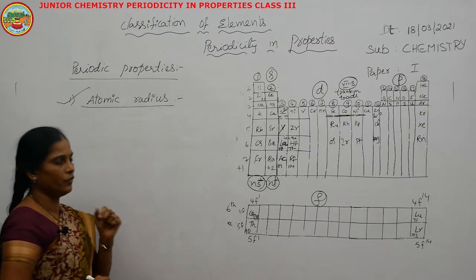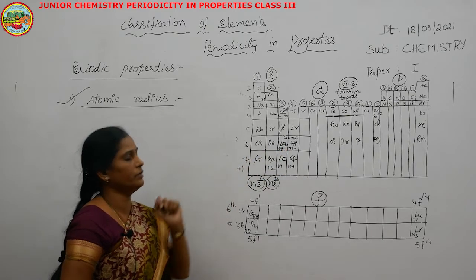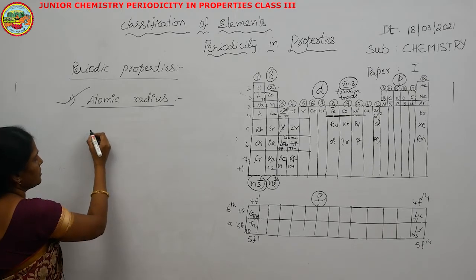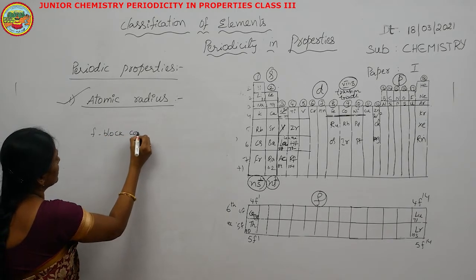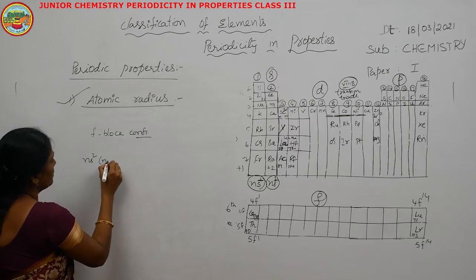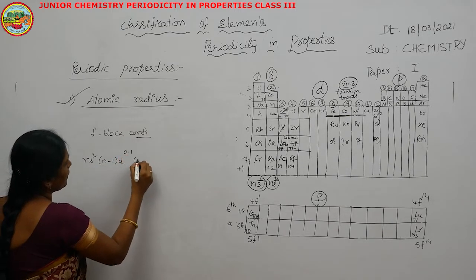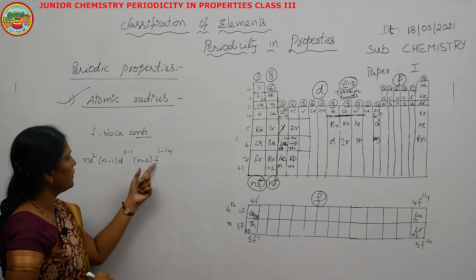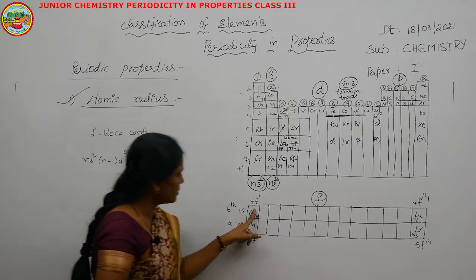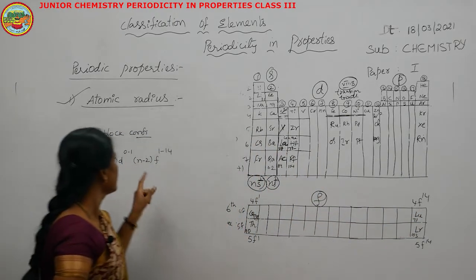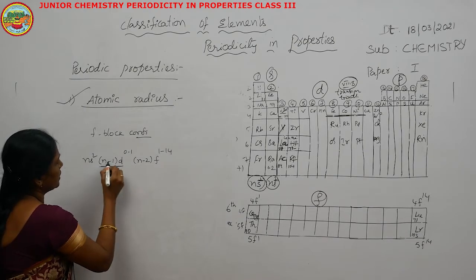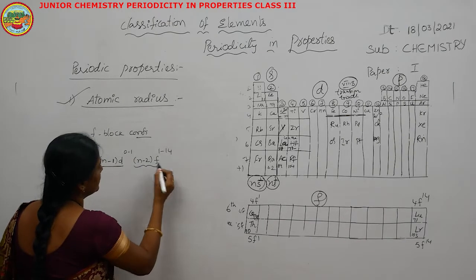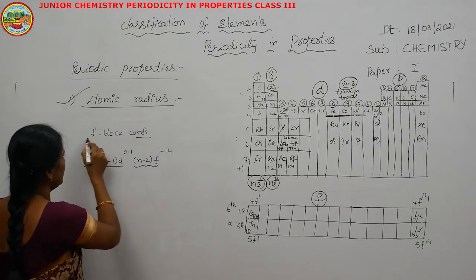So the 14 lanthanide elements are present here. Why is the atomic radius the same when lanthanides are present? In case of lanthanides, see, the f block electronic configuration is ns2 (n-1)d 1 or 0, (n-2)f 1 to 14. That means in case of the f block, the differentiating electron enters the f orbital. So f1 starts, f14 it ends. That means an electron may or may not go into the d orbital. The ns2 electrons are there, then all the other electrons go into the f orbital. That's why we call it the f block.